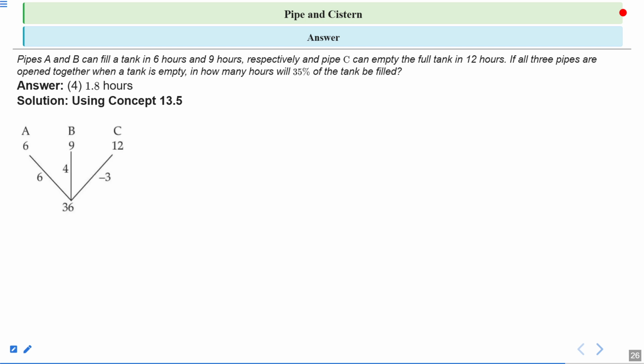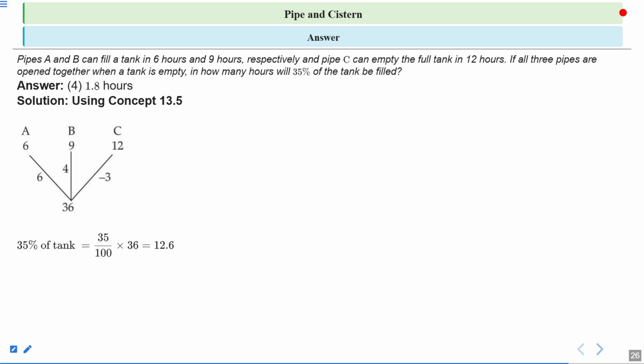When we take the LCM of 6, 9 and 12, we get 36, and the efficiency of A is 6 units, the efficiency of B is 4 units, and the efficiency of C is 3 units. The minus sign just represents the draining done by pipe C. Now we can calculate 35% of the 36 units, which is 35 upon 100 into 36, equal to 12.6 units.